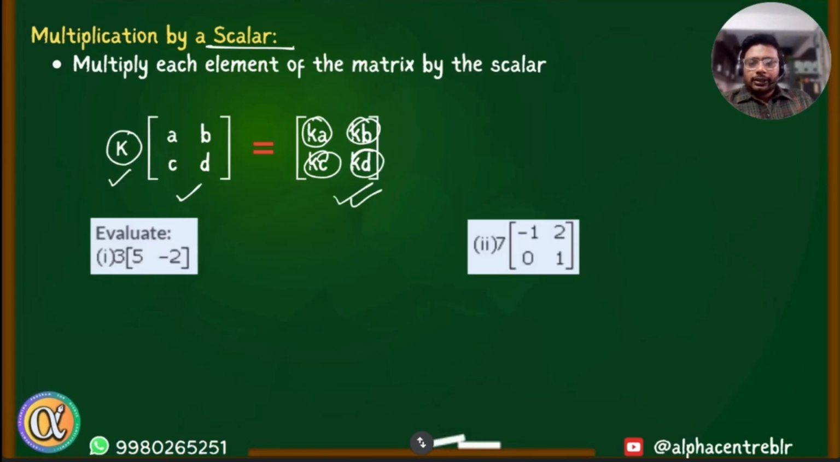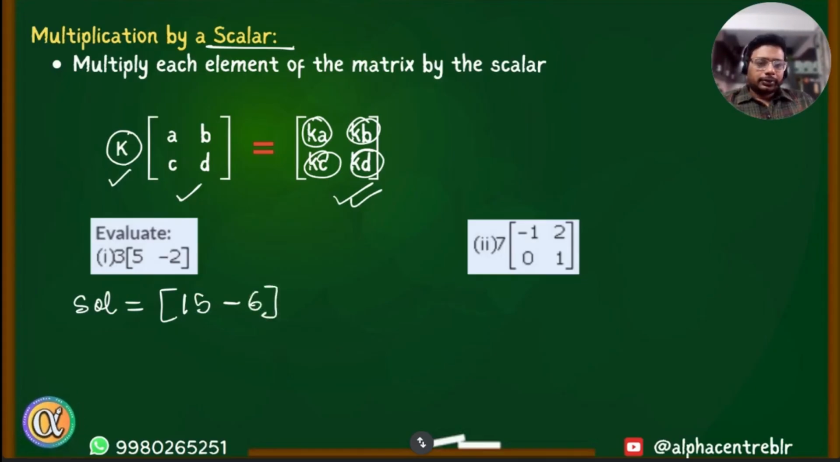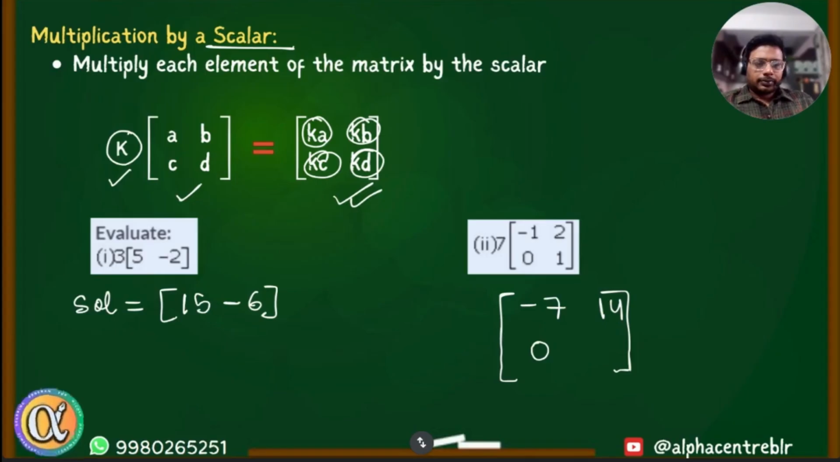Let's quickly try this in this example. What's the answer for this? 15 and -6. Okay, these are two different terms. Here -7, 14, 0, and 7. So even this concept is clear. Okay, let's see this question now.